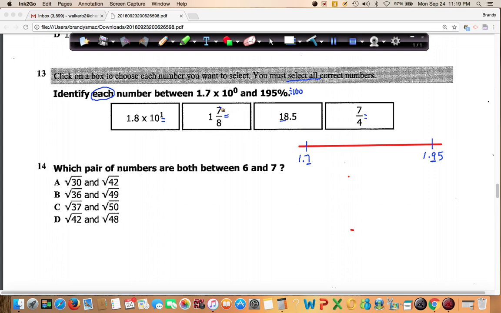Remember, when it's a mixed number in your calculator, 7 divided by 8 plus 1. Because order of operations will divide first and then add 1. That will give you your decimal form of a mixed number. All right, do the scientific notation one on your own, 7 divided by 4 on your own, and then circle the ones that are in between. You can think of it like money, $1.70, $1.95. What's going to come in between? Pause the video, write down your work, mark your answers, and we'll move on to 14.